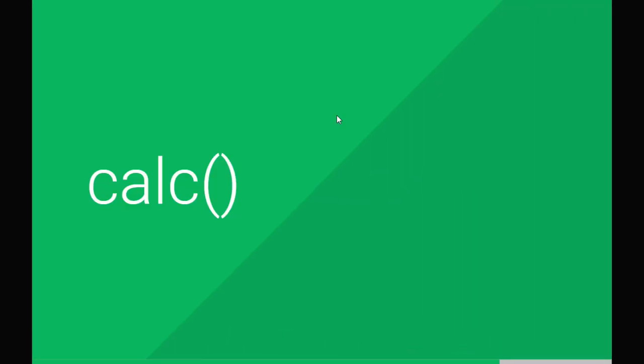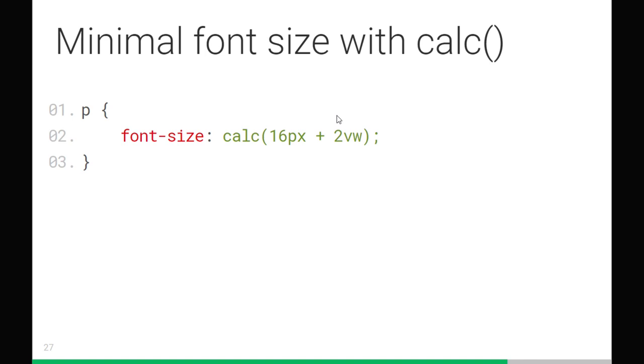And the last one, calc. It's math in CSS. Sometimes we need to set a font size which depends on the screen size. The easiest way to do this is using viewport width as font units. But on tablets, the font will be too small. With calc, we can write it in this way and set a minimal font size for the block.